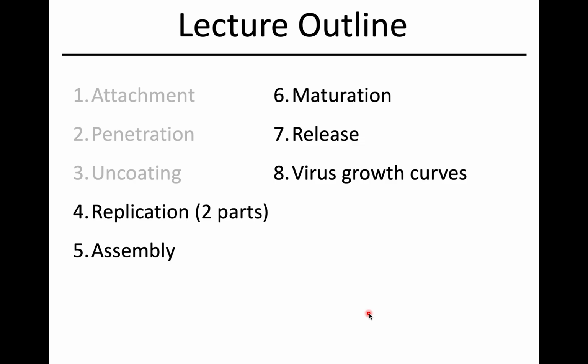This is part 2 of chapter 4. We're talking about virus replication cycles, and we've gone through some of the early steps: attachment, penetration, uncoating. Step 4 in the replication cycle is replication. It's kind of confusing, but this is referring specifically to replication of the genetic material, DNA or RNA.